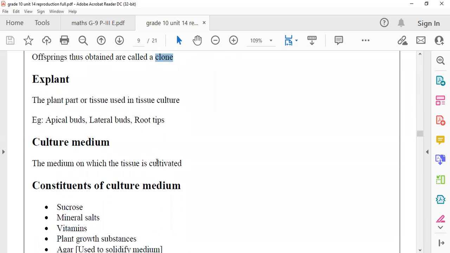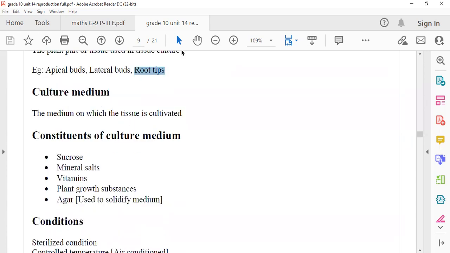And thereafter, in the beginning, there is a small plant tissue we are introducing to the culture medium, and that is called explant. It is the beginning part of it. According to your syllabus, apical buds, lateral buds, root tips can be used as explant. According to my experience, not only them, leaf pieces, flower petal pieces can also be used.